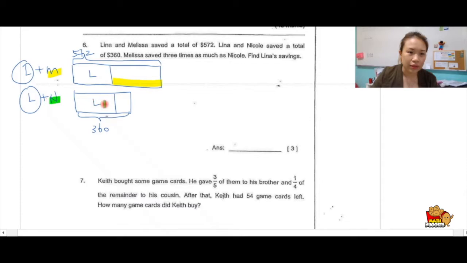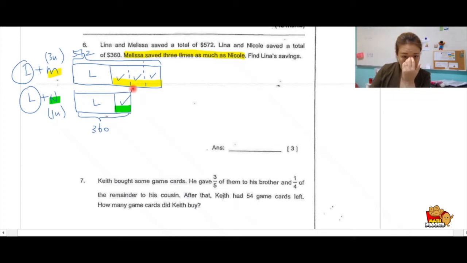And N would be here. Yes? The question tells us that Melissa saved 3 times as much as Nicole, meaning Melissa is 3 units and Nicole is 1 unit. So if I extend my lines and cut it up, there's 1 unit, 1 unit, 1 unit, and this is 1 unit. From here, we are able to find the difference, which is 2 units.